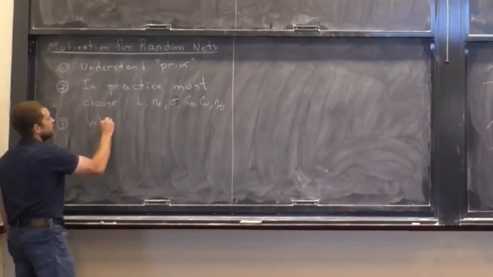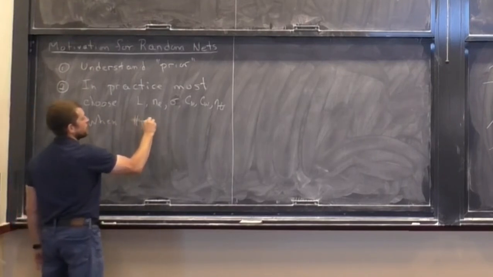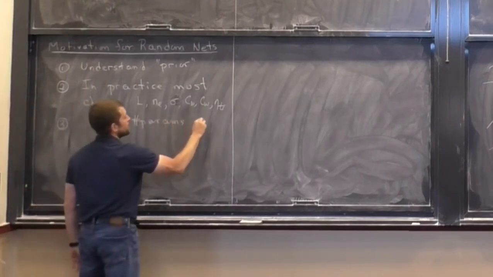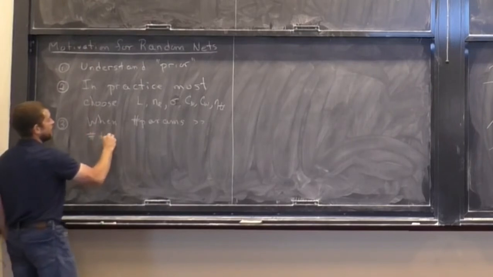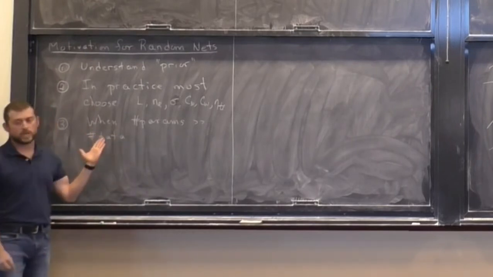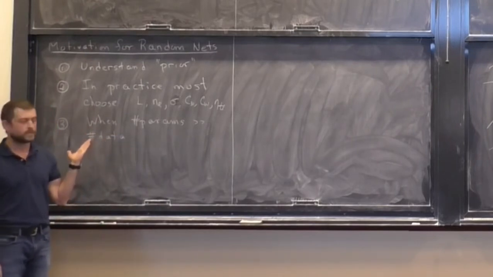So when the number of parameters in the network far exceeds the number of data points that you use to train, and this is a situation which happens often, though not always.